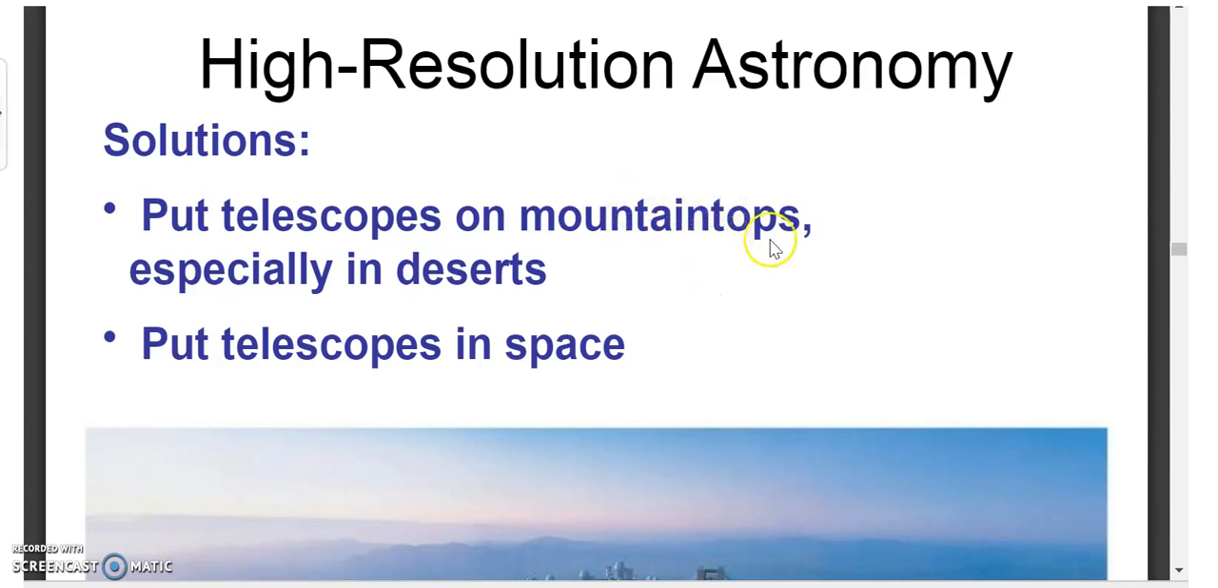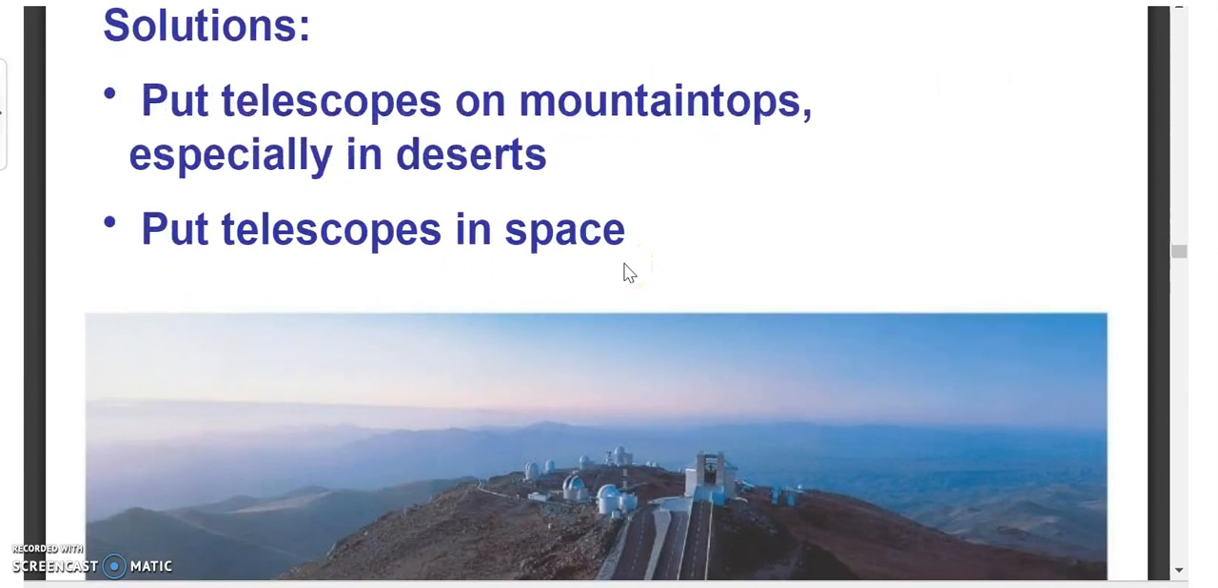The other thing is the mountains can't be just anywhere. There's definitely been a preference towards deserts. Obviously, they're generally pretty far away from population centers, so the light pollution from cities is definitely decreased. Although that's not always the case.